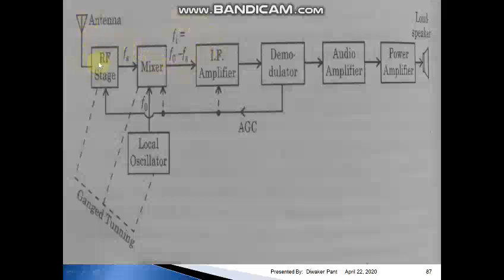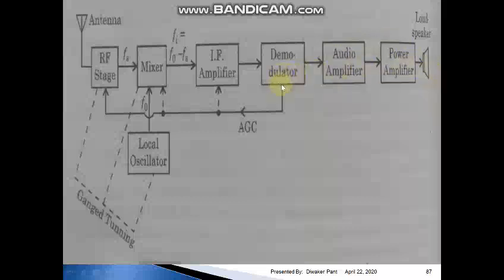First we have an antenna, then we have an RF stage. RF stage means radio frequency stage. Then we have a mixer over here. The mixer is connected to the local oscillator, and the output of the mixer is given to the IF amplifier. IF means intermediate frequency amplifier. The output of the intermediate frequency amplifier is given to the demodulator circuit, and the output of the demodulator is given to the audio amplifier, and then to the power amplifier, and this is the loudspeaker.